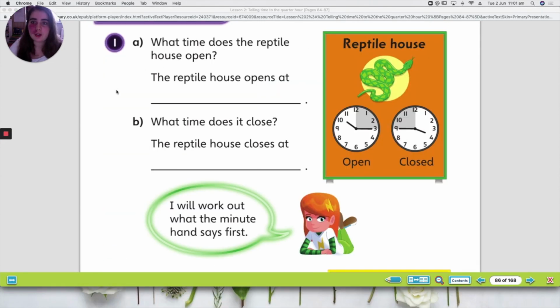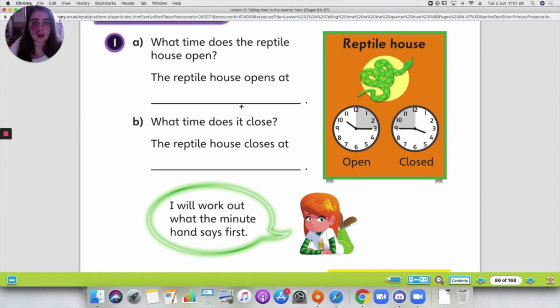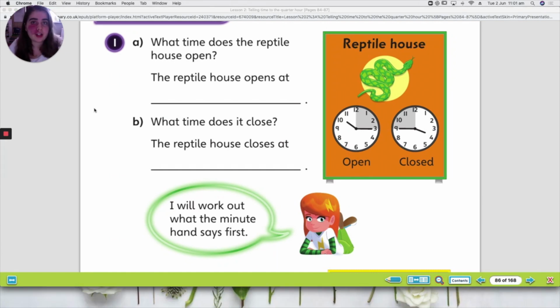Now we have got to write the time out in words. What time does the reptile house open? The reptile house opens at blank. What time does it close? The reptile house closes at blank. So here it's actually really helpfully shaded the area that the minute hand has already moved past the 12. So have a go at question 1 and then we'll come back and check.